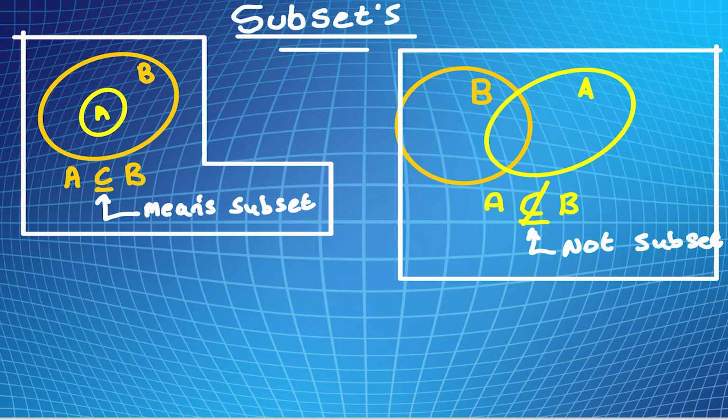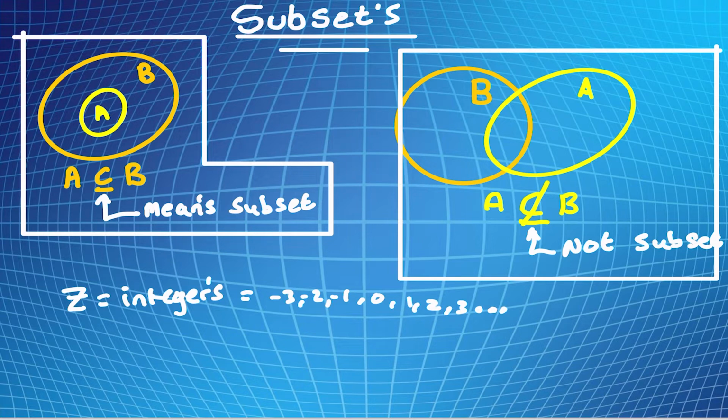Now let's try a mathematical example. Remember integers? Those whole numbers that are negative and positive, including 0. Well, if I call that Z and Z plus the positive integers, so those are 1, 2, 3, 4, all the counting numbers up till infinity, then Z plus is a subset of Z, or the positive integers are the subset of all integers.